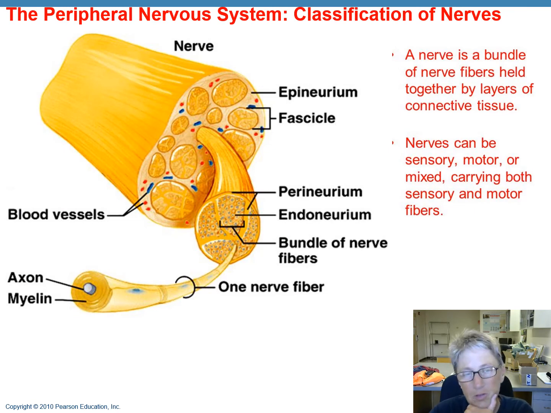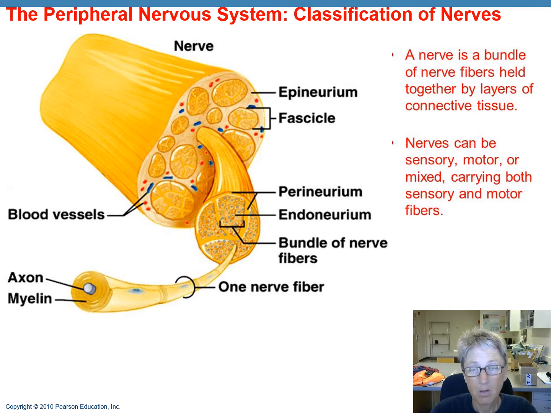So this is just the same cartoon that we talked about with the epineurium, the perineurium, and the endoneurium. And some definitions. A nerve is a bundle of nerve fibers / axons. Fibers are the same things as axons. They're held together by layers of connective tissue. Connective tissue from superficial to deep is epineurium, perineurium, and endoneurium.